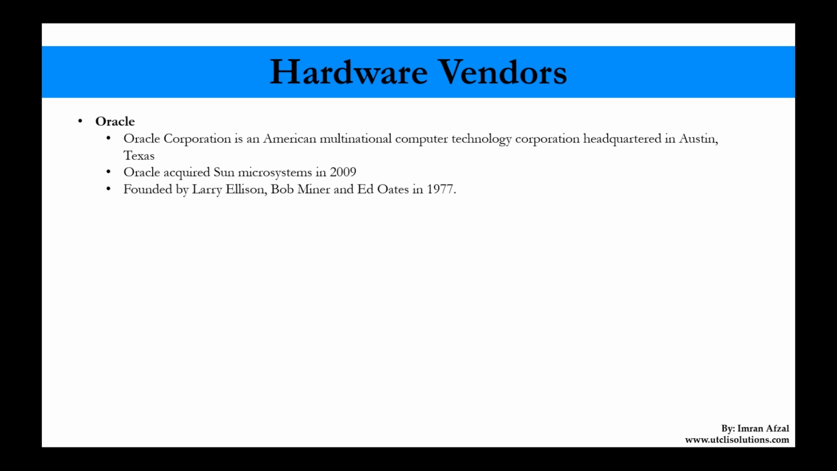Sun Microsystems is another hardware company that actually manufactures its own hardware, and it has its own operating system, which was Solaris. They ran on SPARC initially, and now they also run on x64 operating systems.